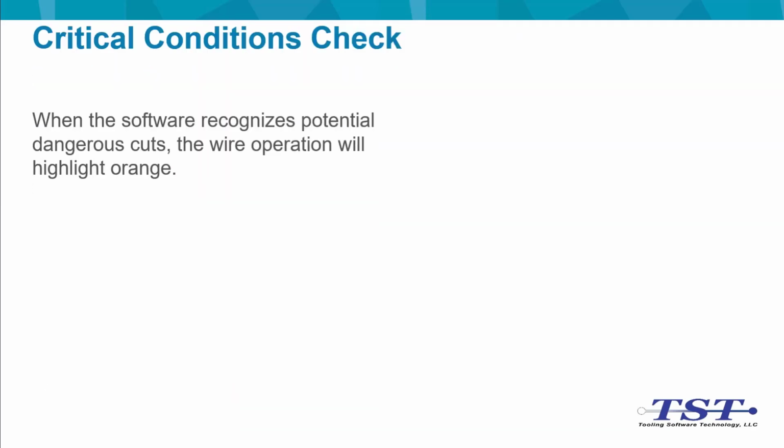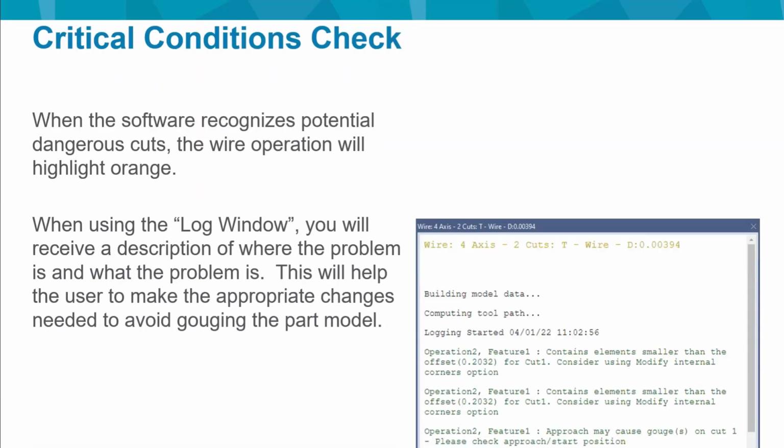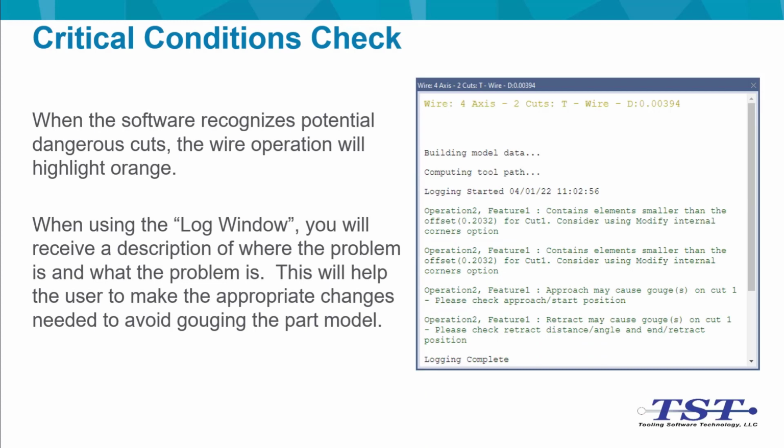Now we can utilize critical conditions check with the wire paths. When it recognizes that there's a collision, then it will highlight orange, letting the user know that there's an issue. And then it'll also give us information inside of the log window saying which feature it is, which operation, and then also it'll give a suggestion on how to fix this problem.